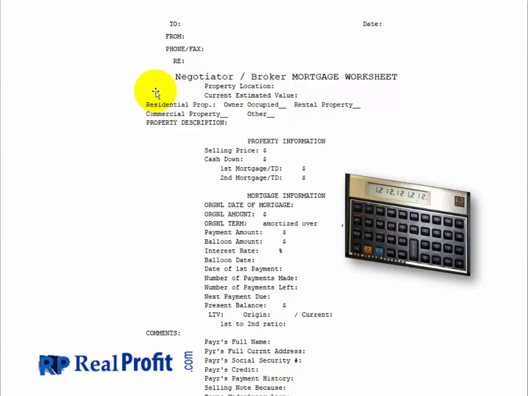What we need to know to do our initial analysis, the go, no-go, we need the information. And as you can see, it asks things like, is it owner-occupied or is it a rental property? What was the sale price? What was the cash down? What was the original amount of mortgage? What is the term? What is the balloon? Date of first payment? What's the information on the payor? And you need a financial calculator.